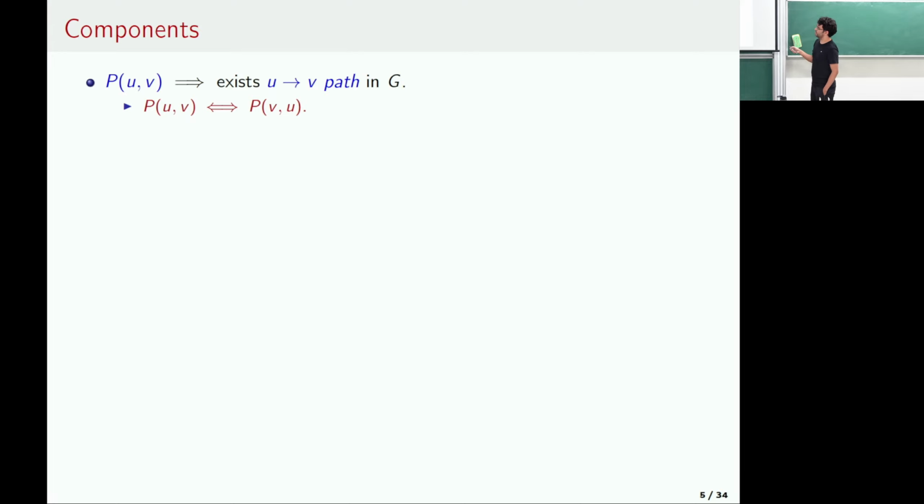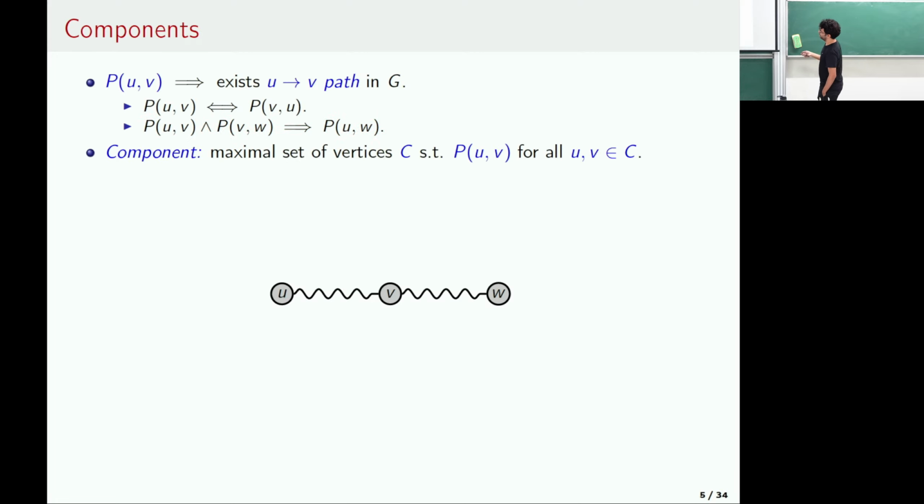So of course this relation is symmetric because the graph is undirected. If I go from U to V, I can go from V to U. And it is also transitive, right? Because it is undirected, if I go from U to V, and I can go from V to W, then I can also go from U to W. So I can define a component based on this.